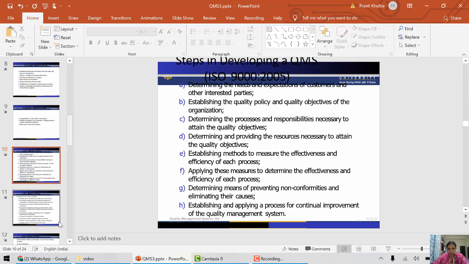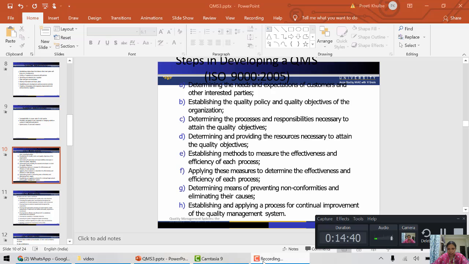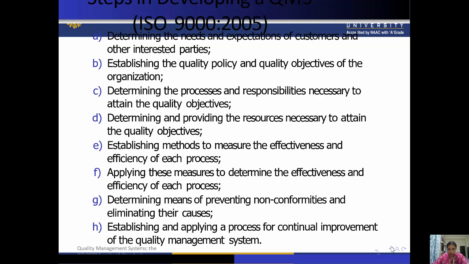Okay, now steps in developing a QMS, according to ISO 9000-2005. So, what are those steps in the development of this QMS? First is determining the needs and expectations of customers and other interested parties. So, this is the first step of QMS establishment or QMS development.